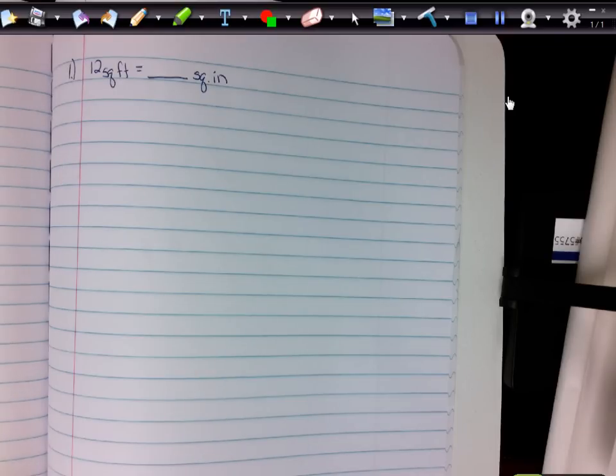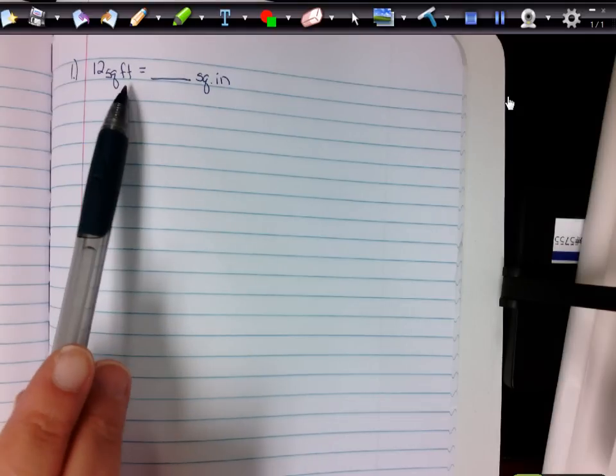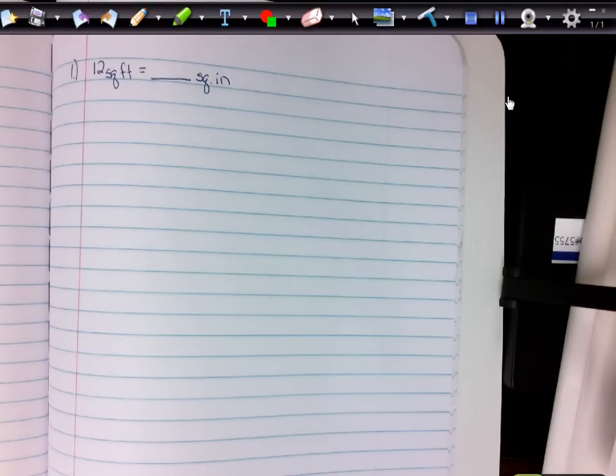Alright, here's number 1. Go ahead and write it down. We have 12 square feet equal blank square inches. So we're wanting to convert 12 square feet. And we want to know how many square inches that's going to be.